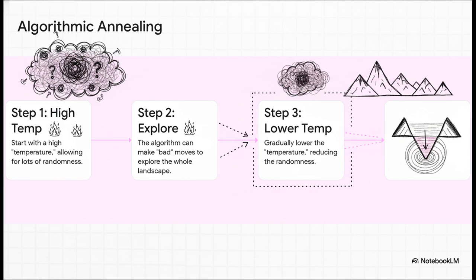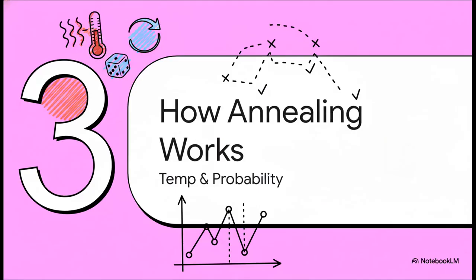Then, just like the metal, we slowly lower the temperature. As it gets colder, the algorithm gets pickier. It stops making as many bad moves and starts acting more greedy, always trying to go uphill. Finally, when the system is cold, it settles on the best solution it managed to find. So let's get into the nitty-gritty. How does this actually work? Well, it really boils down to two things: temperature and probability. These are the two levers the algorithm pulls to make its decisions.